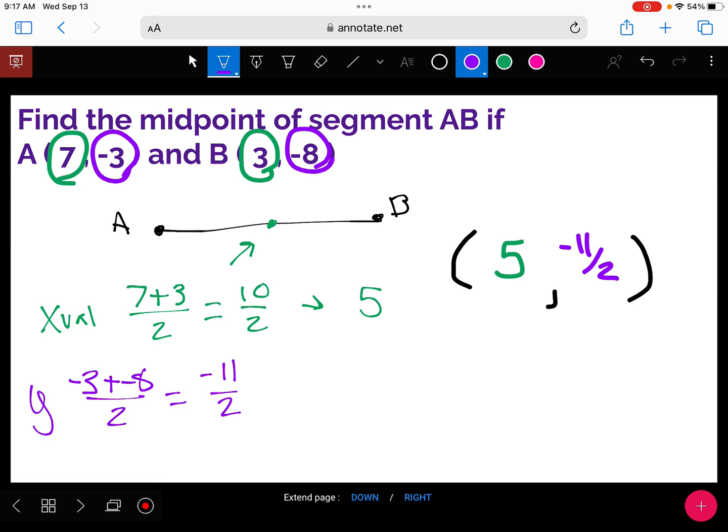You got above average. How we feeling on midpoint? Because we're going to do it the other direction in just a second. Midpoint, we find the average of the 2 points. We remember it's scarier than it is.